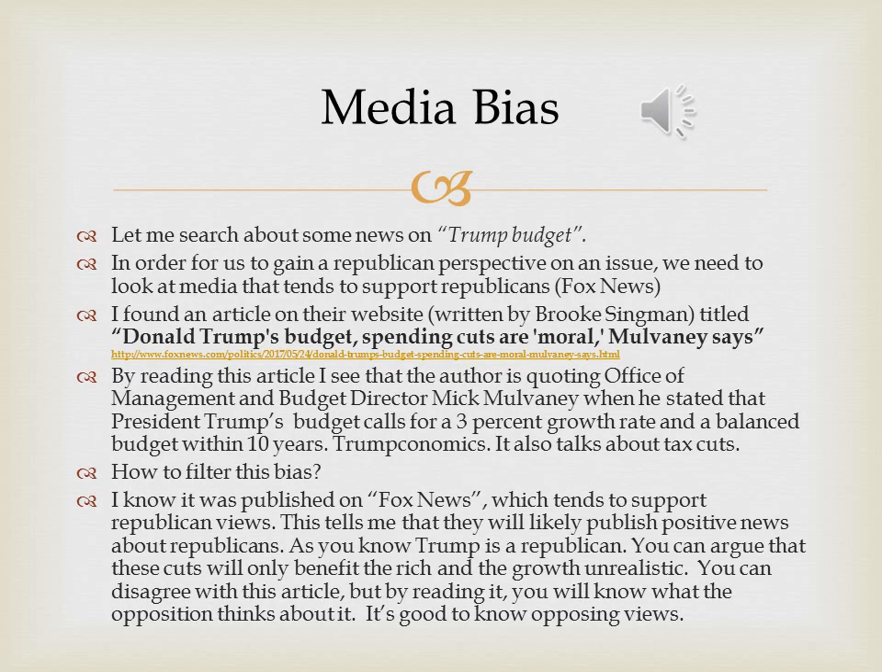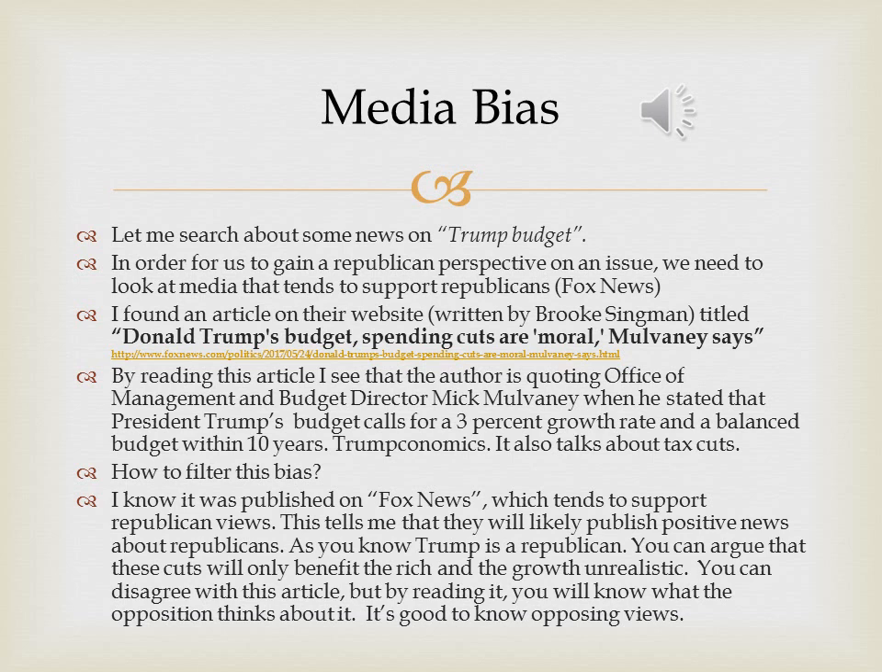All right. Media bias. So let me search for some news on the Trump budget. In order for us to gain a Republican perspective on the issue, we need to look at the media that tends to support Republicans. In this case, the best example is Fox News. So, I found an article on their website written by Brooks Singman, and it's titled "Donald Trump's Budget Spending Cuts Are Moral," Mulvaney says. By reading this article, I see that the author is quoting Office of Management and Budget Director Mick Mulvaney, who, by the way, works for Donald Trump. He works in his administration.